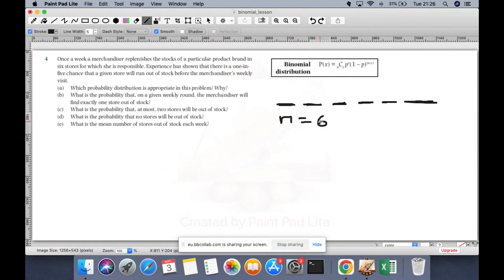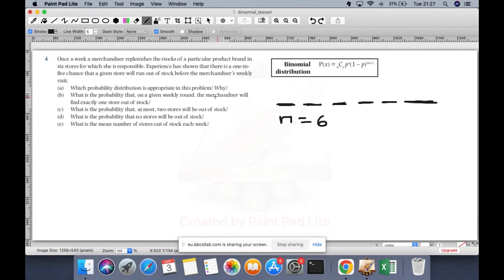Now I'll get to what these symbols mean in a second. So we've got 6 trials or 6 experiments, and basically in each experiment there's only 2 outcomes. What are those 2 outcomes? Well, if you read the passage, it says that each store either runs out of stock or not. So that's two possible outcomes. And the thing is, there's a probability given to one of those events. Now, if you have the probability of it running out of stock, you can determine the probability of it having stock, because they are complementary probabilities.